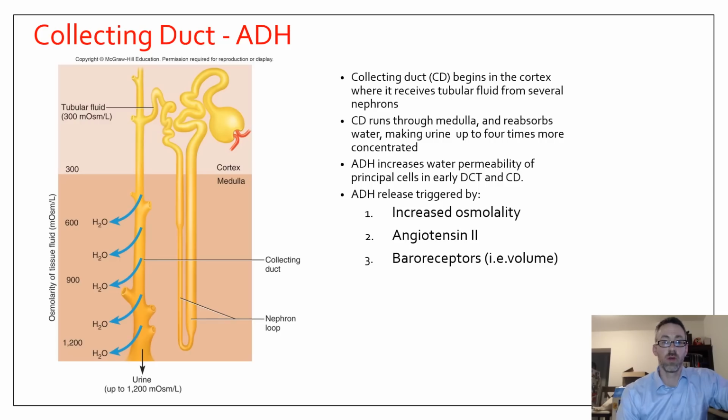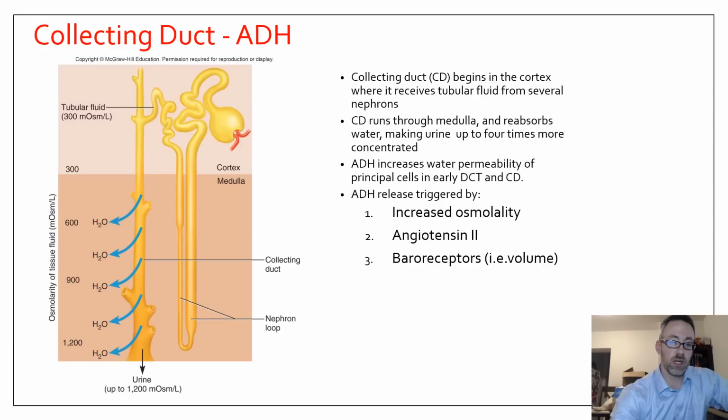So what this is going to do is set up a gradient in the medulla, and help maintain that gradient, so that water will want to move towards that higher concentration. All right. So the collecting duct begins in the cortex.